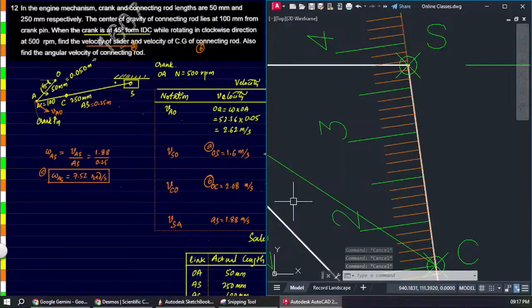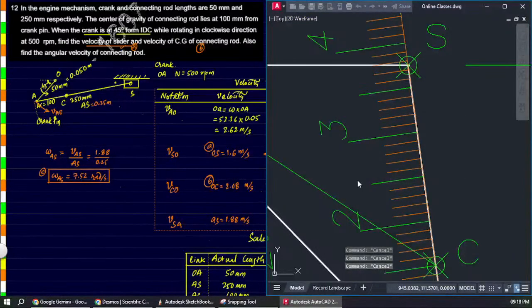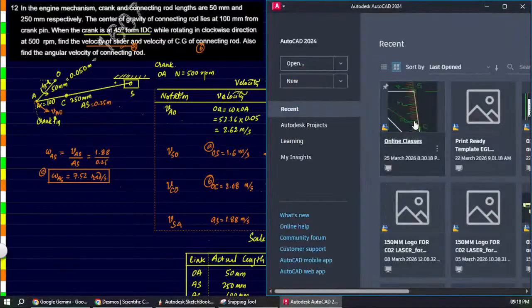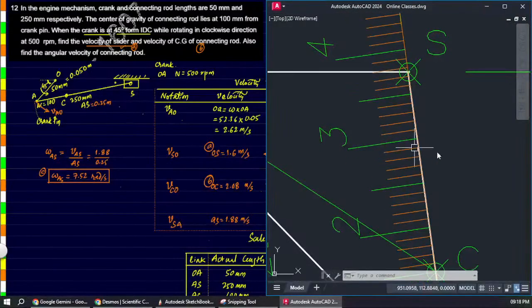It's a bit stuck. Sorry. I don't know, sometimes it just gets stuck and I have to close it. Let's save and close it. Open it back. Okay.